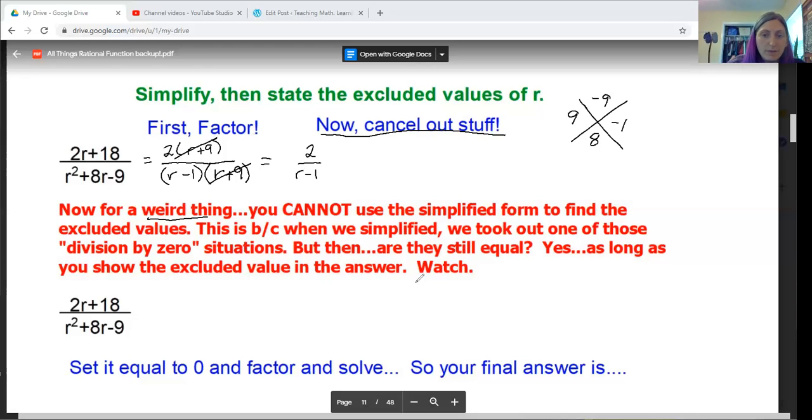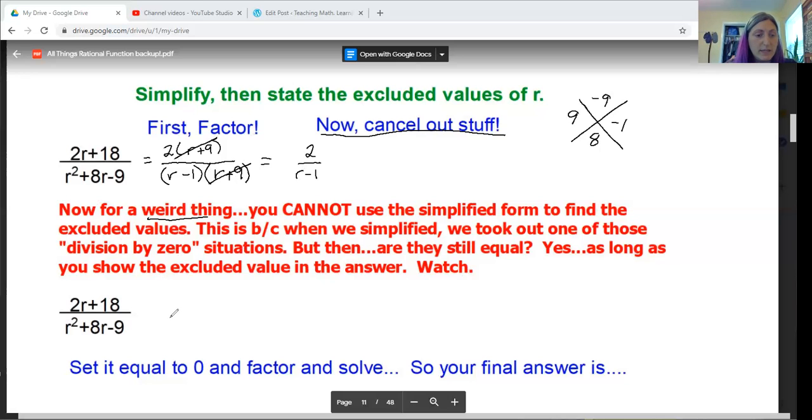So as long as you show the excluded value in the answer. Okay, so here we go. Here's the same expression, okay? So you set it equal to 0 on the bottom. Remember, we're just looking for the excluded values, so we don't have to care about our numerator anymore. We're just looking at the bottom.